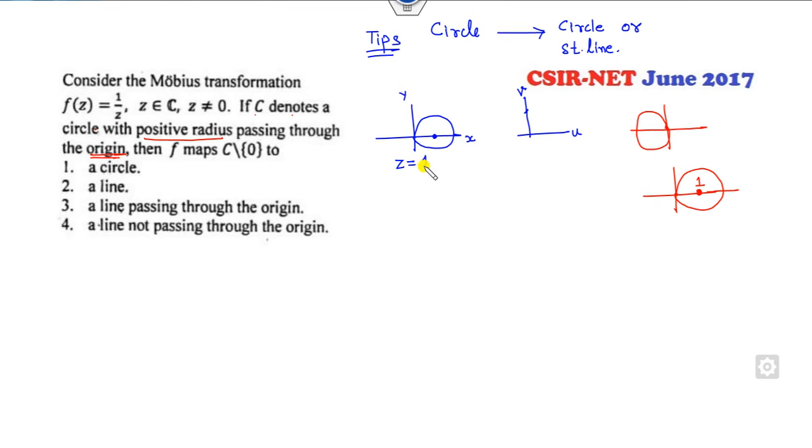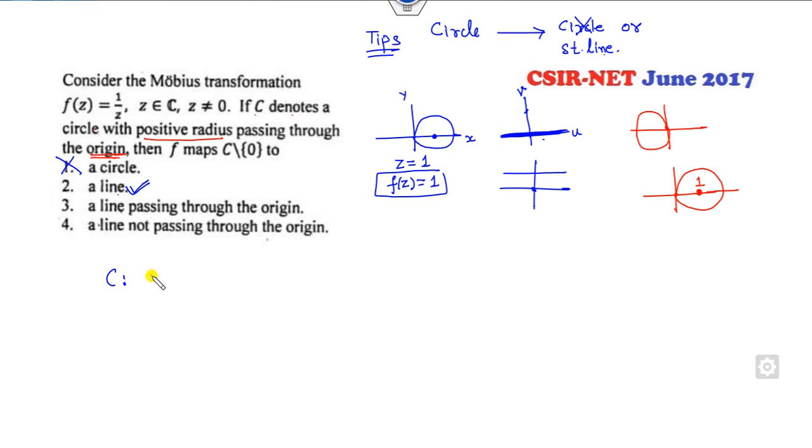So take any point inside it. This is my z equals 1. So what is f of z? It is 1. Where is f of 1? That is on the real axis, with imaginary part 0. So this is my real line, because the imaginary component is 0. So is it a circle? No, it is not a circle. It is a straight line. So the first option, circle, is cancelled. If you take an inside point, it is a straight line. Now whether this straight line passes through the origin or not, how can you prove it?